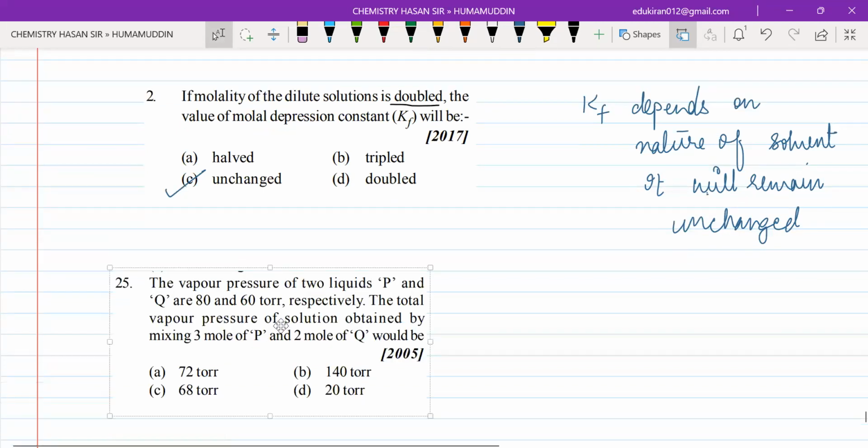This question is based upon Raoult's law. Just wanted to test whether you forgot it or still remember.